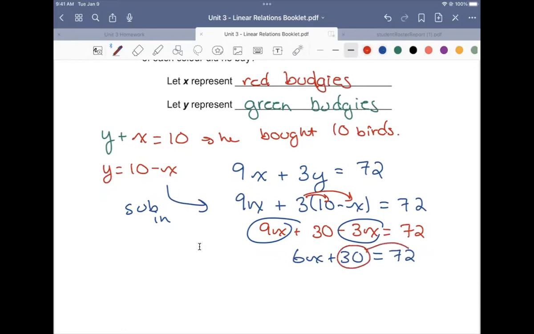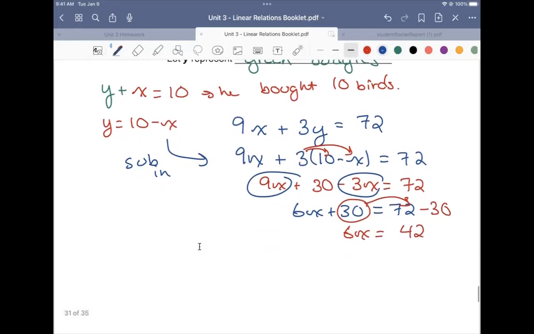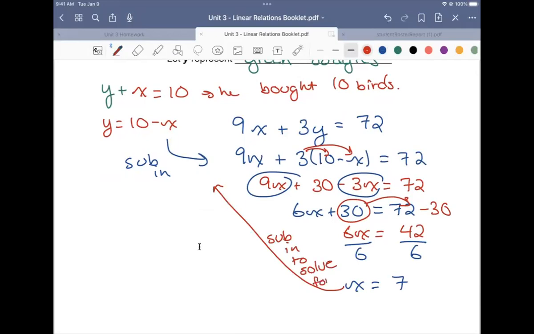I'm going to isolate x on its own. So I will get 6x is equal to 72 minus 30, which is 42. My last step is going to be to divide by 6 to get x on its own. 42 divided by 6 is going to give me 7. So based off of this, I know that he bought 7 red budgies. I'm now going to sub my x value in to solve for y. So y is equal to 10 minus 7, which is 3.